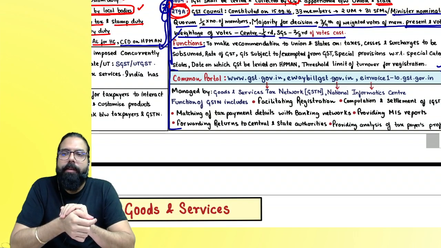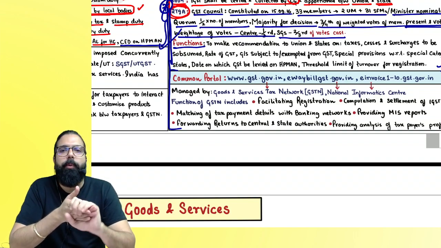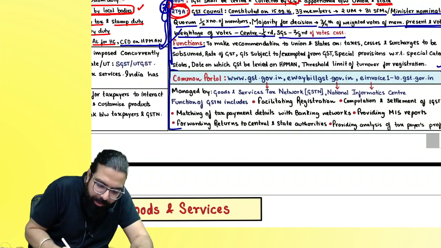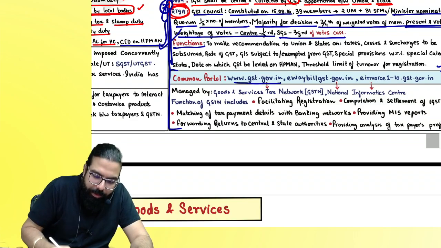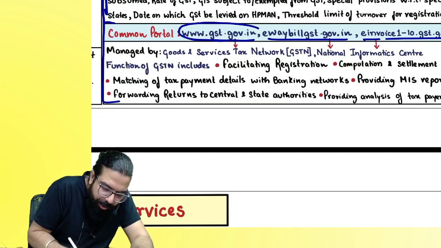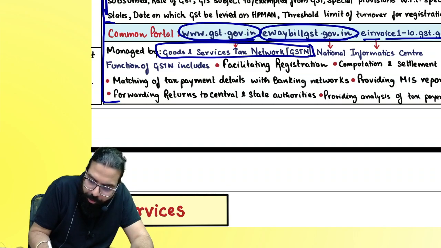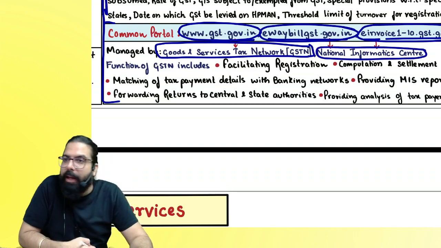Please dedicate 30 seconds and read the last paragraph, common portal. See, common portal is gst.gov.in, e-waybill, gst.gov.in, e-invoice 1 to 10. Who manages gst.gov.in? GSTN. Who manages these two portals? National Informatics Center.